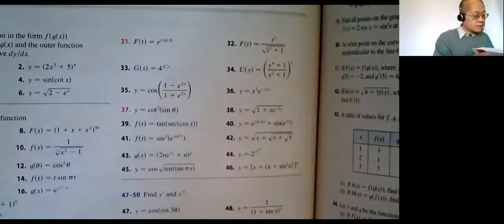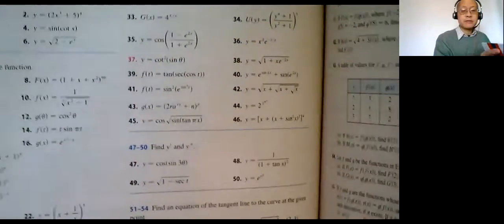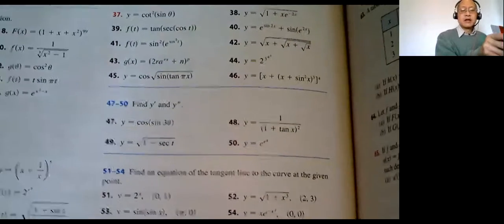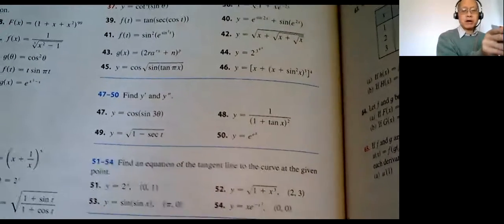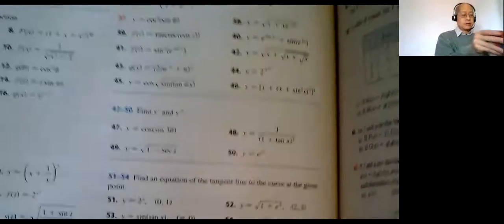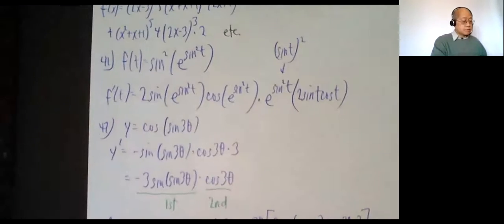Okay, 47. 47 was asked for. Cosine of sine of 3 theta. Find y prime and y double prime. I'm guessing y prime is not so bad, but y double prime might be bad. Okay. So I don't know. Let's see.